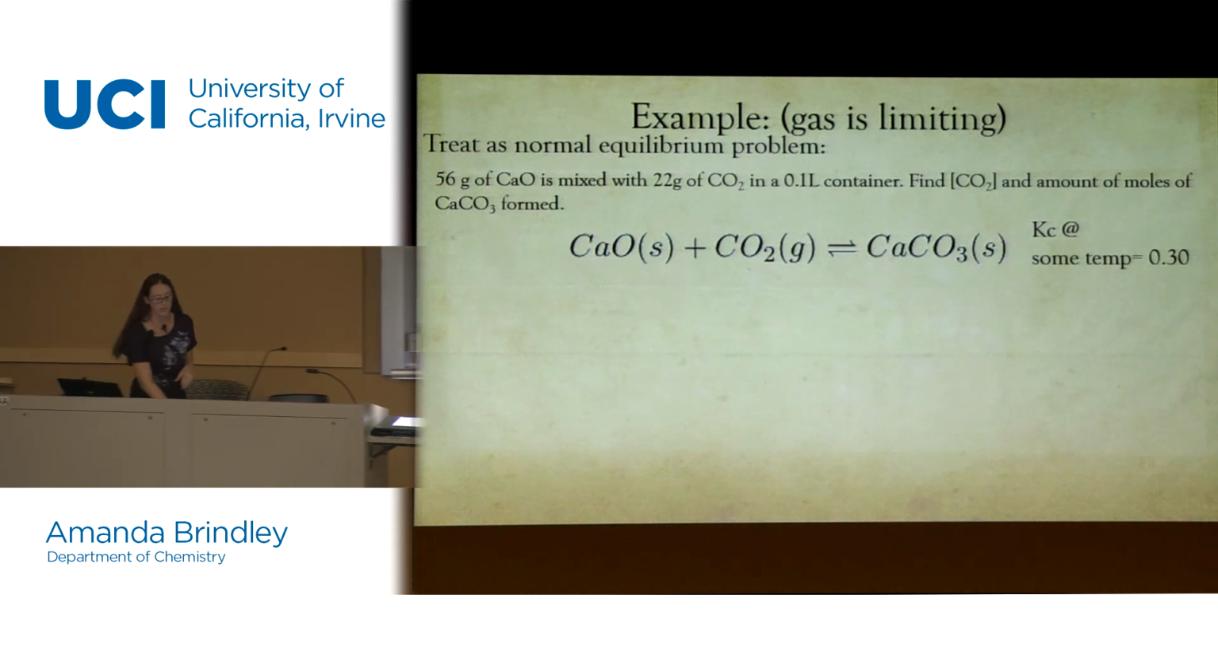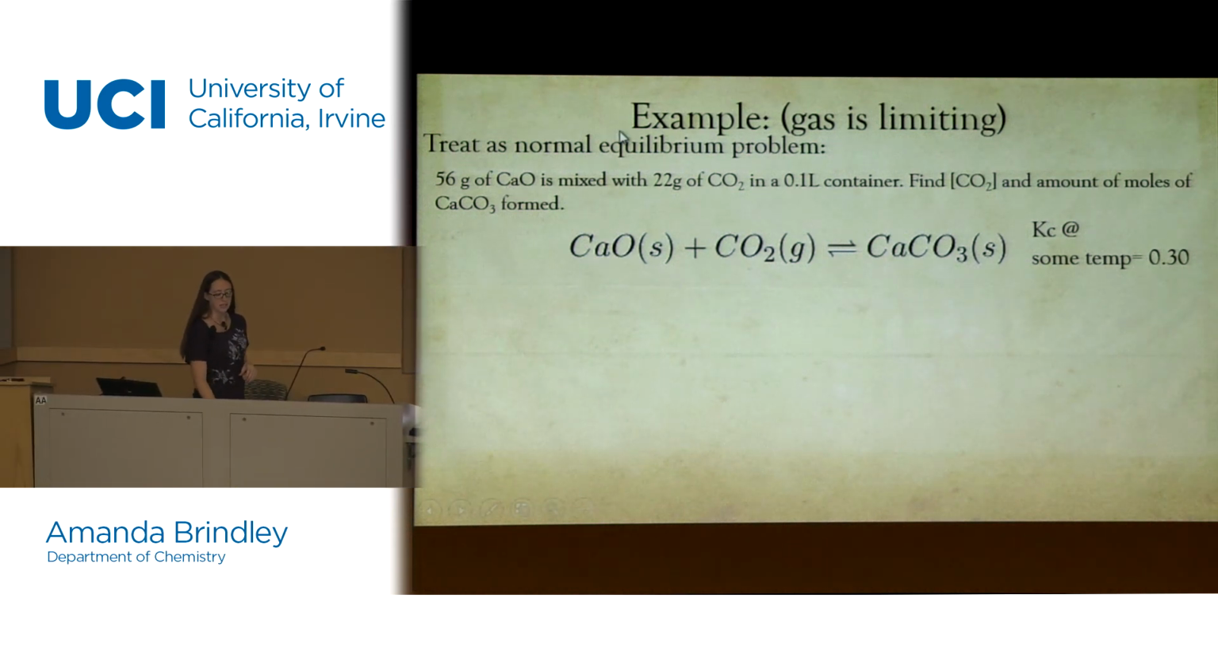So let's look at this one. 56 grams of CaO is mixed with 22 grams of CO2 in a 0.1 liter container. Find the concentration of CO2 and the amount of moles of CaCO3 formed. So we're going to do two things. The first one is really, really nice. The reason is because, what is our Kc equation for this?